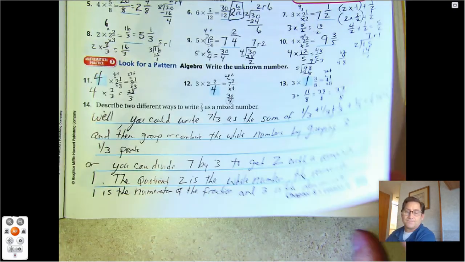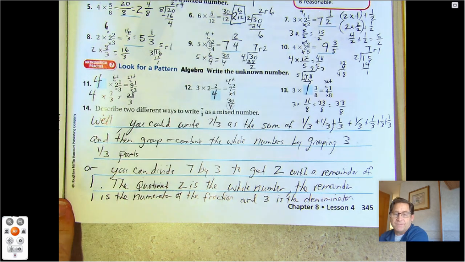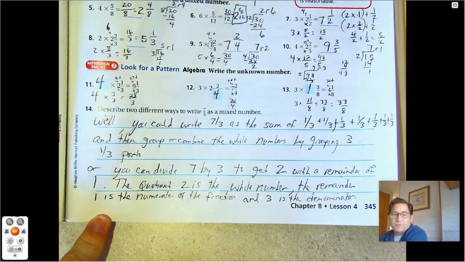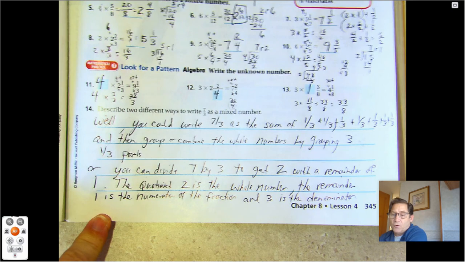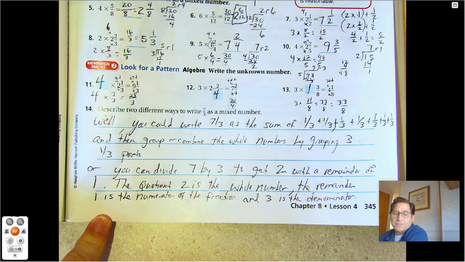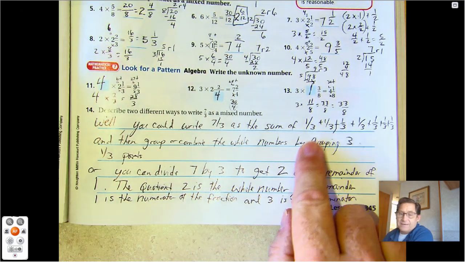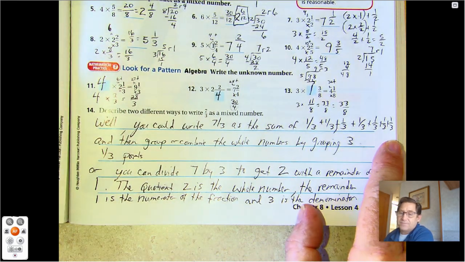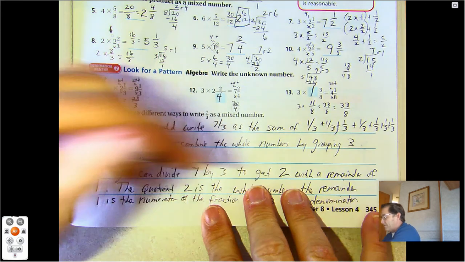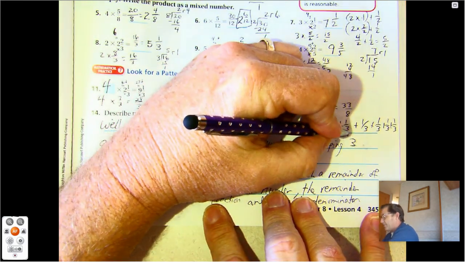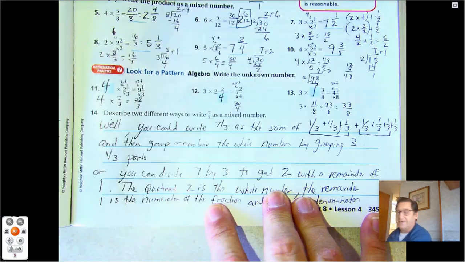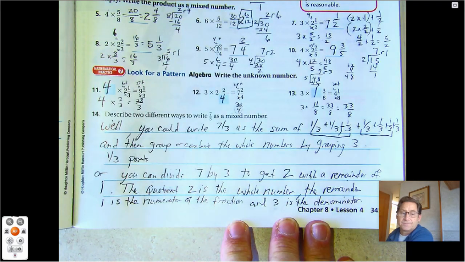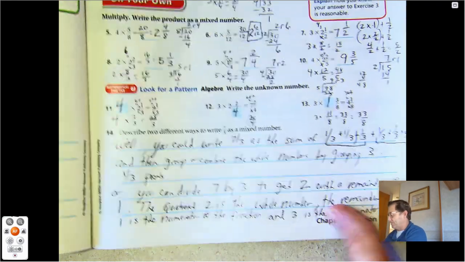Okay, so 2 ways. We can divide 7 by 3 to get 2 with a remainder of 1. The quotient 2 would be the whole number. The remainder 1 is the numerator of the fraction, and 3 is the denominator. Or we could have listed 1/3 7 times, grouped them by groups of 3/3 to get 2 and 1/3. So those are the 2 ways.